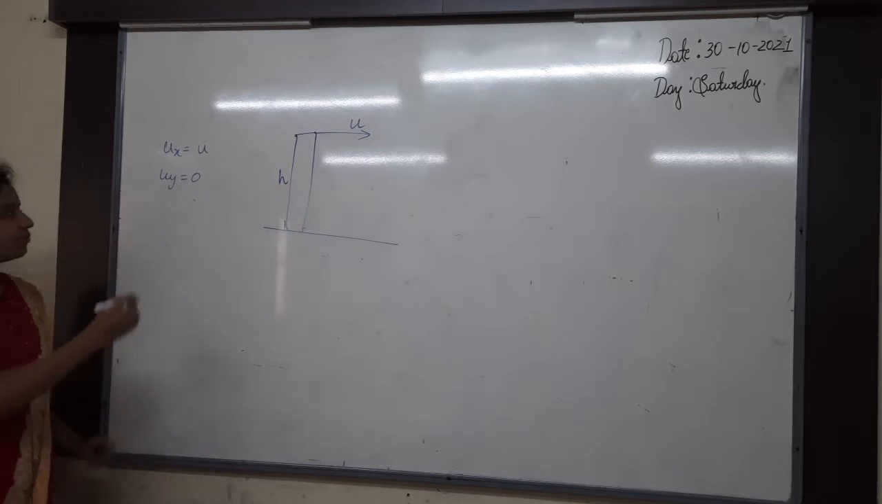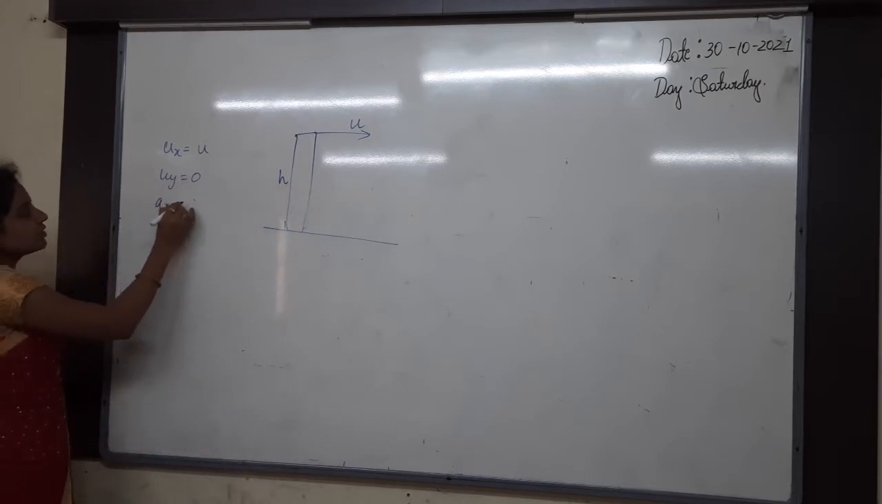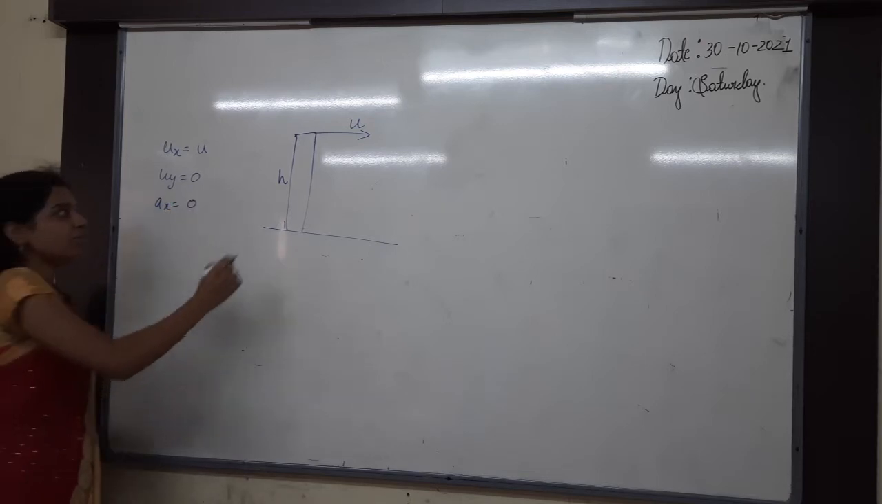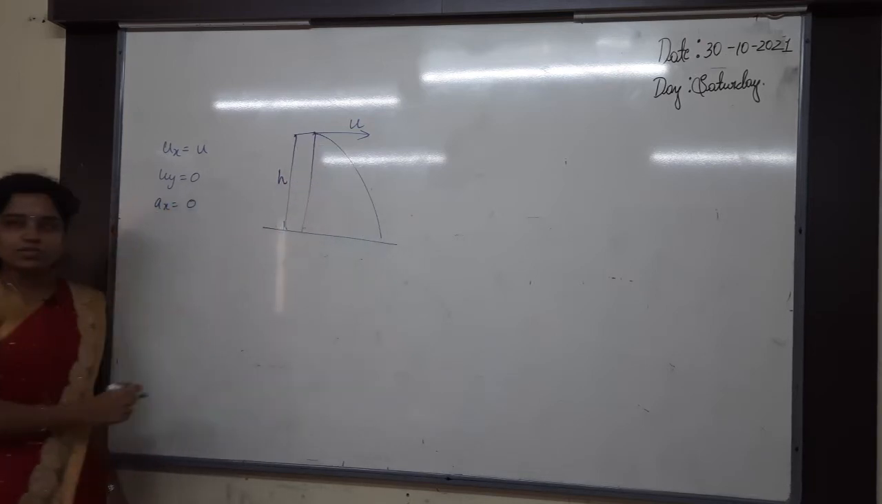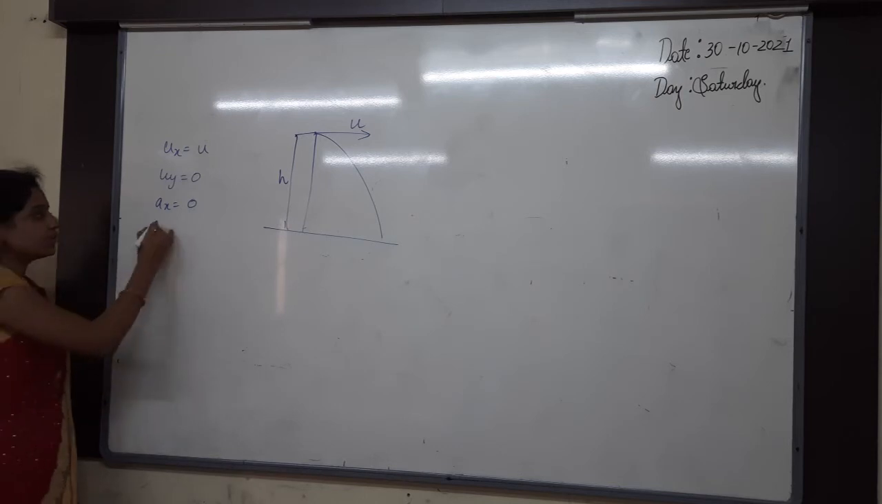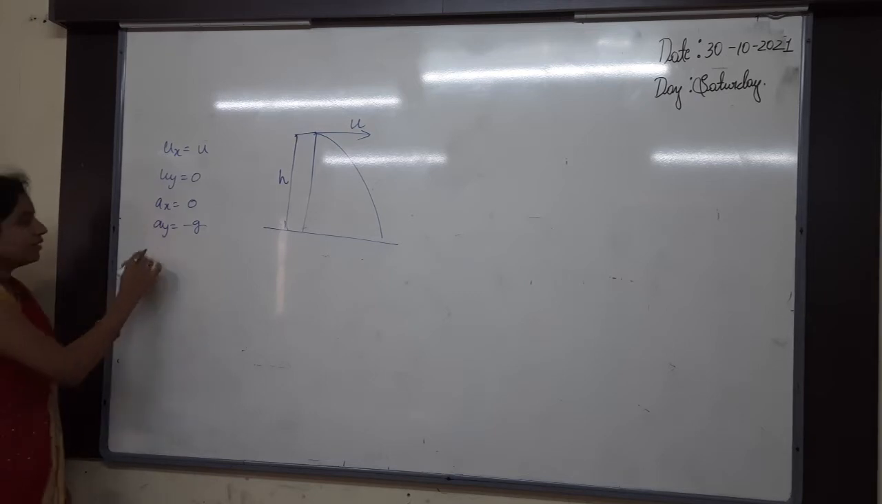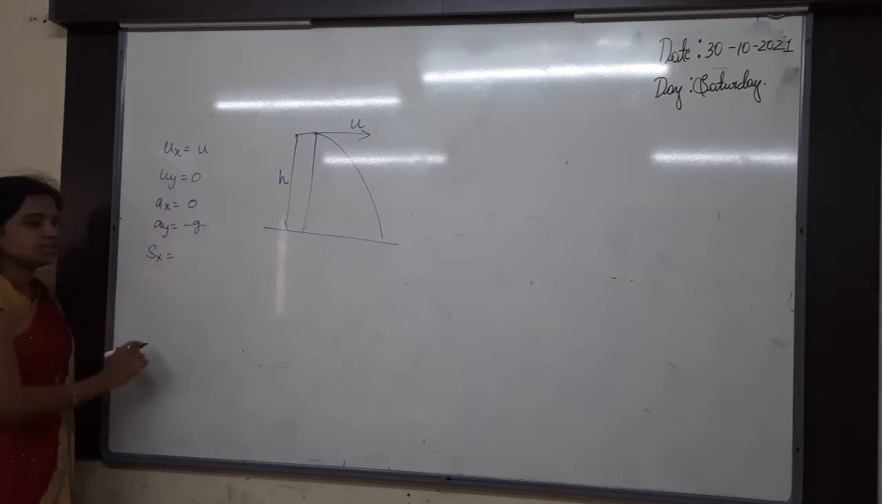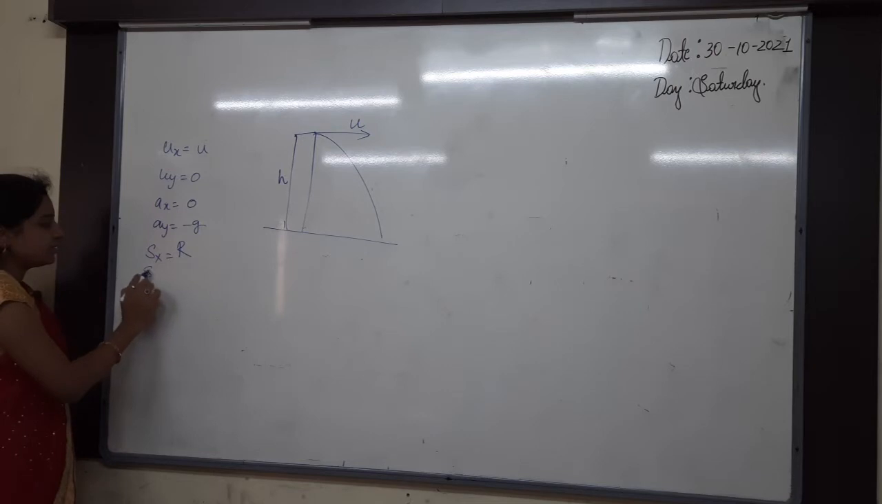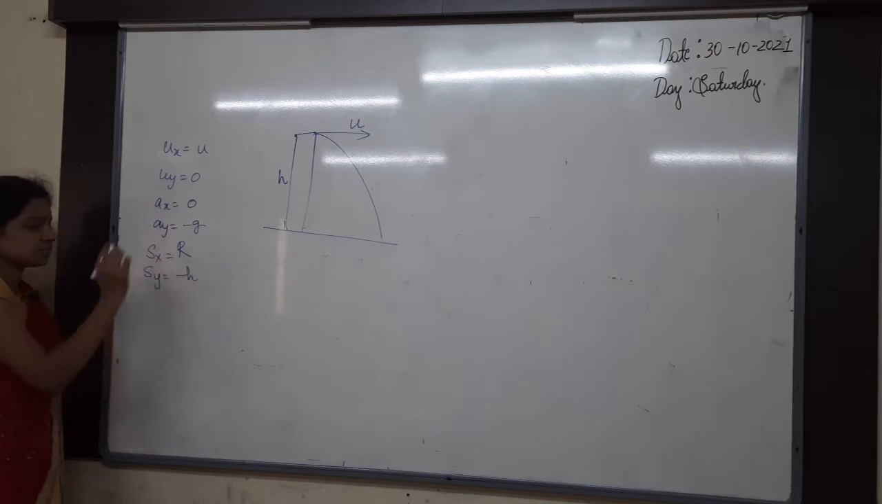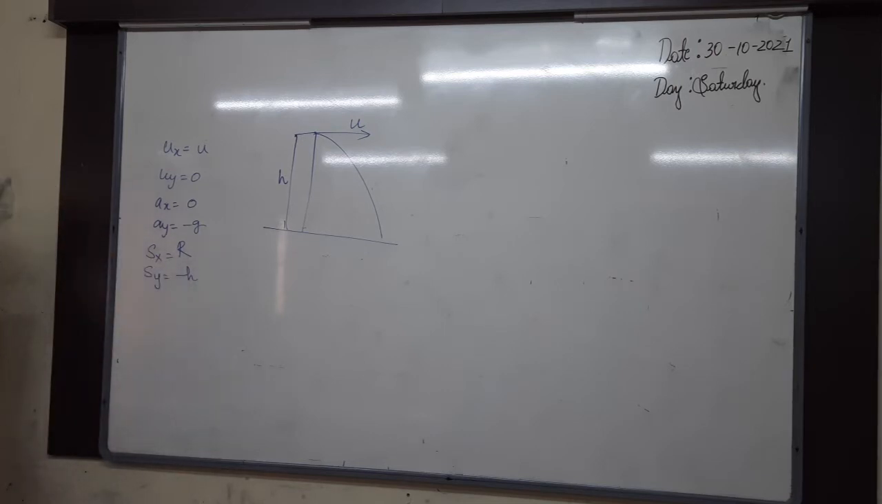Vertical velocity. Then ax is equals to how much? 0. Why? Because again the body is moving under gravity only. Yes, ax is 0 and ay is equals to how much? Minus g. Always I said minus g. Okay. Then sx is equals to what we will get? Range r. And then sy is equals to minus h. Very good. These are the main components in the horizontal projectile we have discussed already.